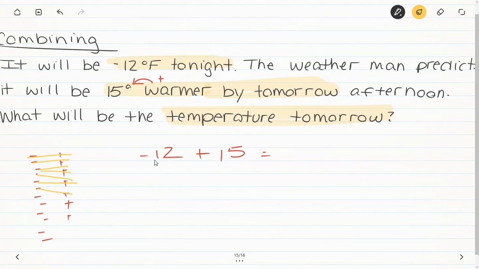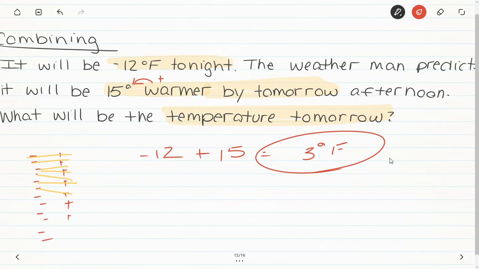And I know that there are 12 negatives and there are 15 positives. If I have 12 negatives and 15 positives, I know that 12 of them are going to cancel. And I'm going to have some left over. The ones left over are positive, because there are more positives than negatives. The question is, how many more positives am I going to have left over? Well, I'm going to have 3 positives left over, so it's going to be 3 degrees Fahrenheit for our answer there.